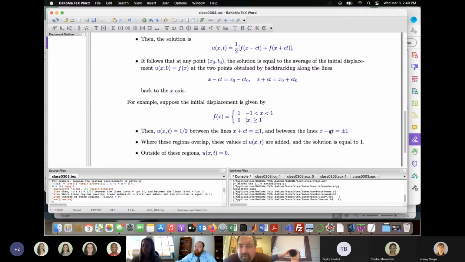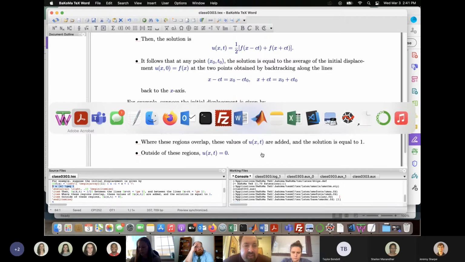Now, where these two regions overlap, both x minus ct and x plus ct fall within the range -1 to 1. So you would get a value of 1, because you get 1 from here, 1 from here, you average them, and you get 1. On the other hand, if x minus ct and x plus ct are both outside of this range, then your solution will be 0. To show you what that looks like, here is a diagram of how the solution behaves in different regions of the xt plane.